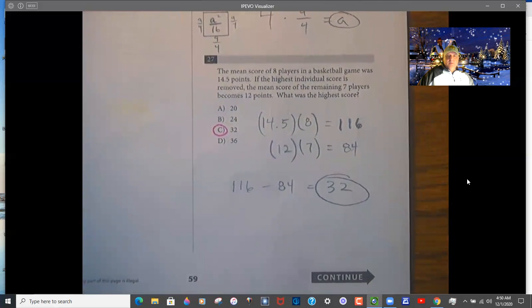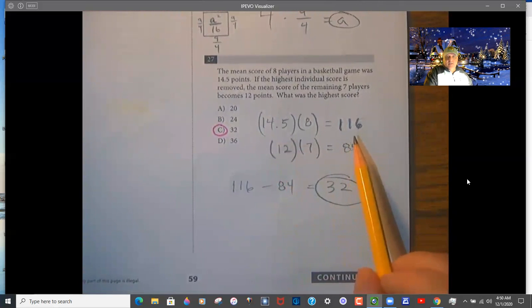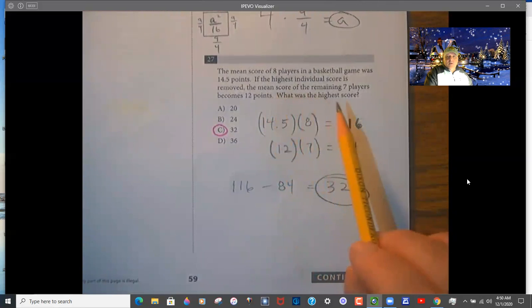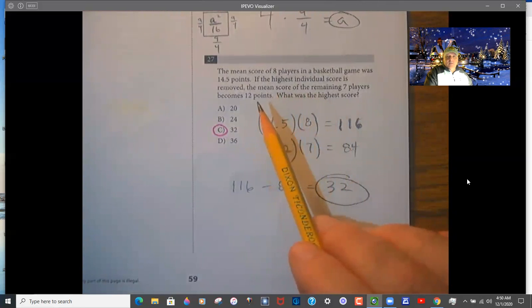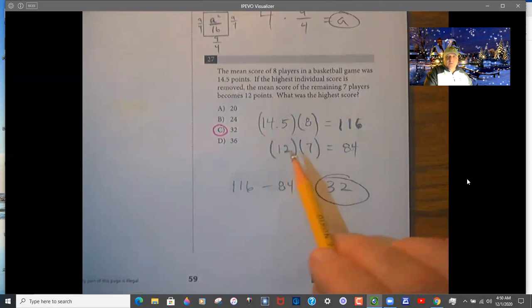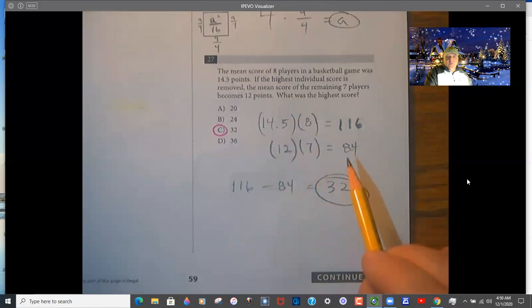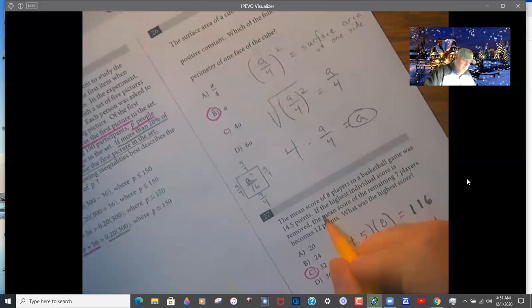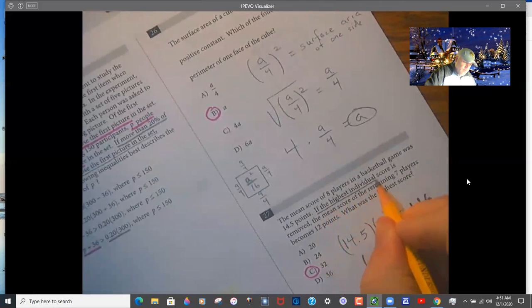27, the mean score of 8 players in a basketball game was 14.5 points. So they scored a total of 116, 8 times 14.5. And then the mean score of the 7 remaining was 12 points, reduced by 1. So they scored a total of 84. So there was a reduction of 32 points. So because you remove that highest score, the highest score is 32. So here are the key words in that.